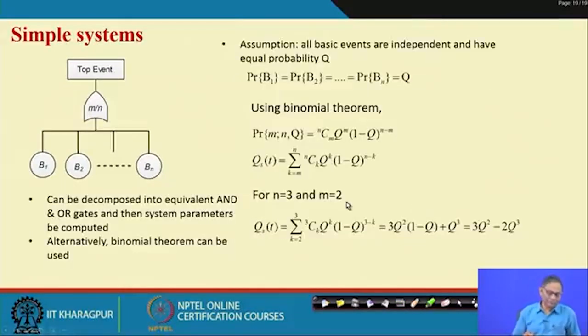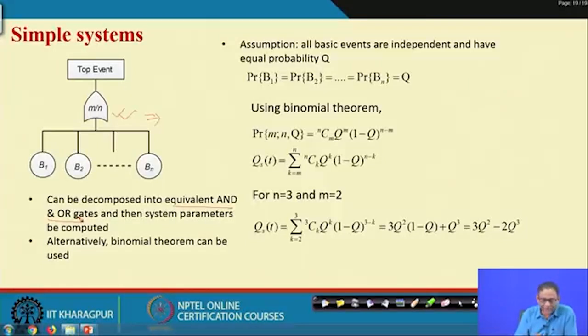Now, let us talk about the voting gate, which is basically the m out of n gate. In that case, in what way will you find out the system-level unavailability? We have discussed this when finding the cut sets, and in some other classes the quantification gate by gate method, where the voting gate can be decomposed into an equivalent AND and OR gate, and then using the gate by gate method you can find the probability of the top event. The top event is nothing but the failure event, and this is the unavailability of the top event.